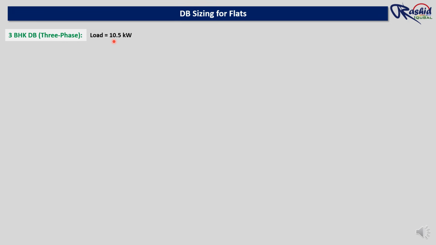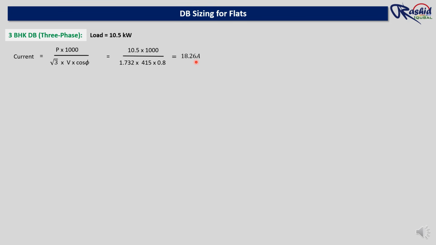So for the main breaker calculation, first I need to calculate current for the flat. As we know the formula, current equals power multiplied by 1000, because this is in kilowatt, divided by root 3 multiplied by voltage multiplied by cos phi. So let's substitute the values. Power we have 10.5 multiplied by 1000, divided by 1.732 multiplied by 415 multiplied by 0.8, this is the power factor we considered. So the current value will be 18.26 ampere.